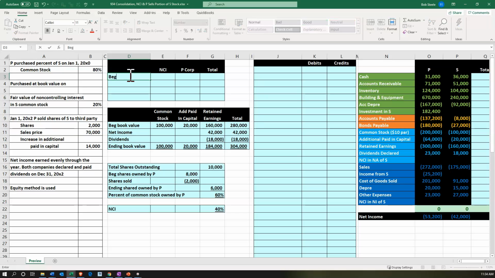We're going to say the beginning book value. Note that this change, the sale, took place at the beginning of the year. So we're going to put the full year's beginning book value, and we're basically reflecting these numbers now with our adjusted numbers, the 60-40, rather than the 80-20. So the beginning book value for the non-controlling interest is going to be negative the sum of these items, and then close that up, times the 40% rather than the 20, and that's going to give us the 112,000.